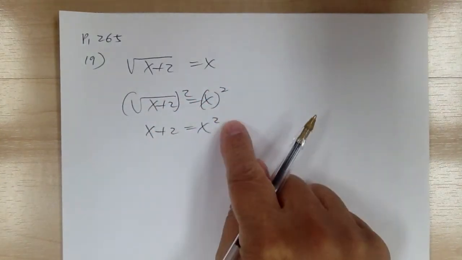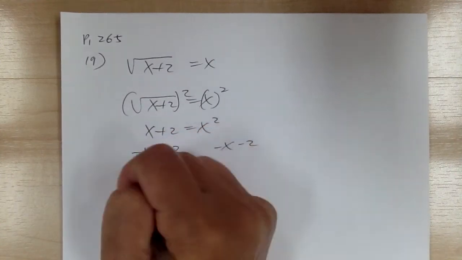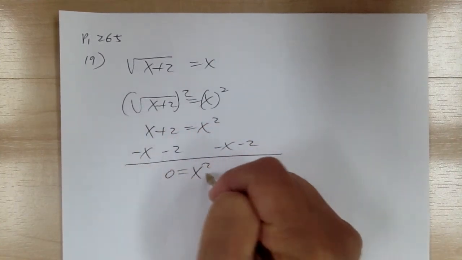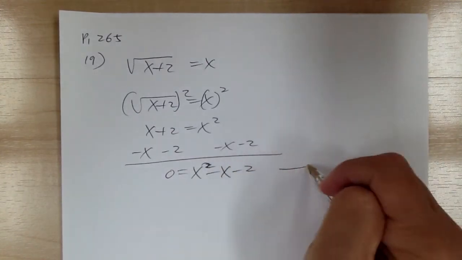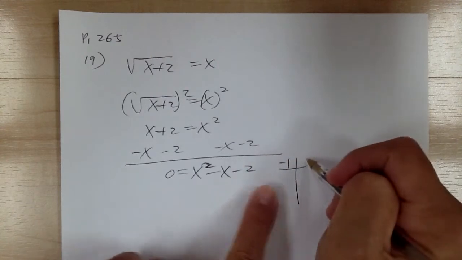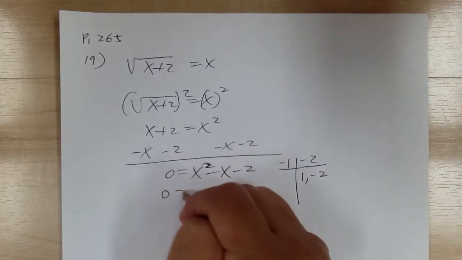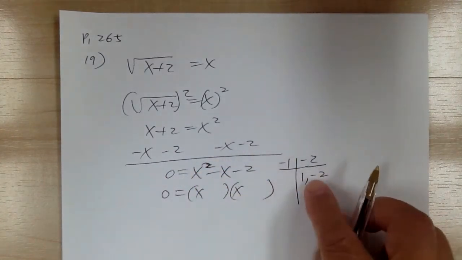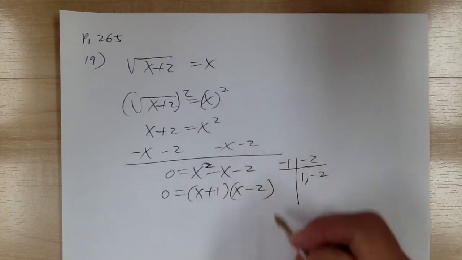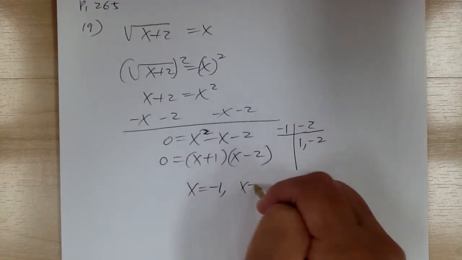And I'm going to move everything to this side, so I can do the factoring. I got 0 equal to x squared minus x minus 2. So do the product, so it would be negative 1, negative 2. So it would be 1 comma negative 2. So break these things down, so you got x, and you got plus 1, minus 2. So you're going to get x equal to negative 1 and x equal to 2.